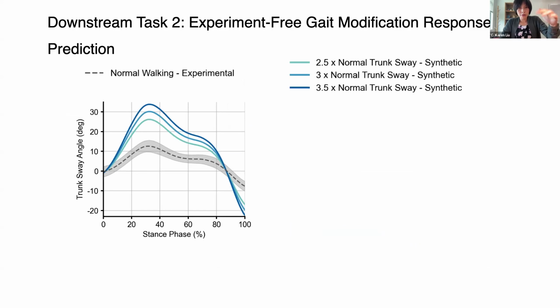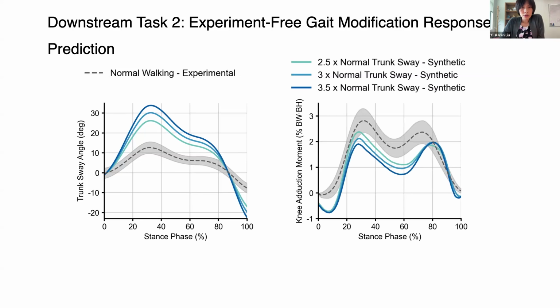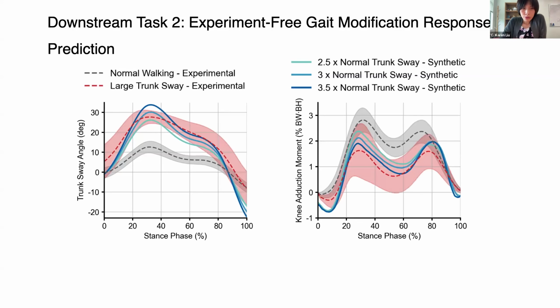And these three colored curves are large synthetic trunk sway angles, which are about 2.5 to 3.5 times the normal trunk sway. And the right figure shows the baseline knee abduction moment, which consistently reduces with the increase of trunk sway angle. Here we also use experimental data to verify the amount of reduction. And this is what experimental data look like. It demonstrates that we can predict moment reduction simply from the baseline gait. And it takes only 0.5 seconds for the diffusion model to generate a result like this, which is pretty reasonable.